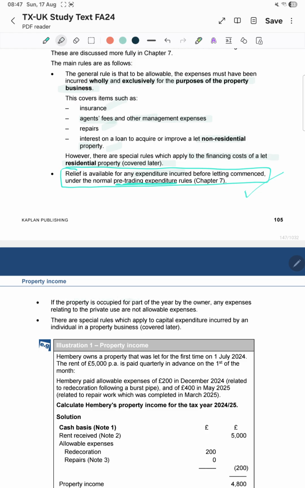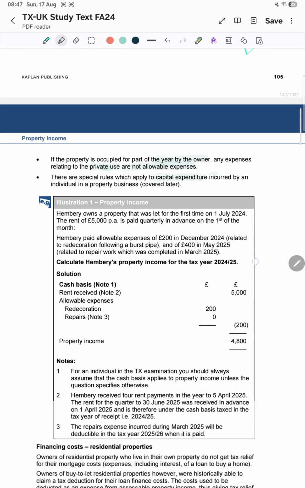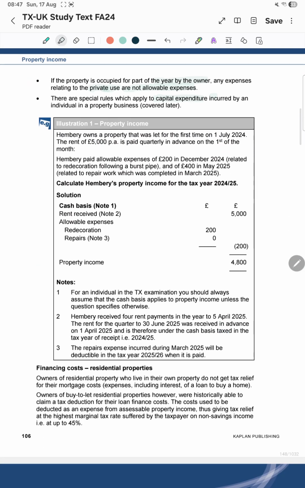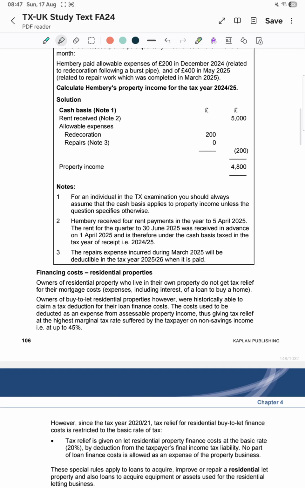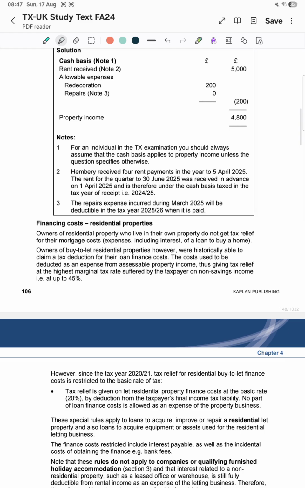If the property is occupied for a part of the year by the owner, any expenses relating to private use are not allowable expenditures. There are special rules which apply to capital expenditures, which we will be studying later. Now, these illustrations, you can go through the illustrations and let me know if you want me to do any illustration for you. Next is financing cost for residential properties.